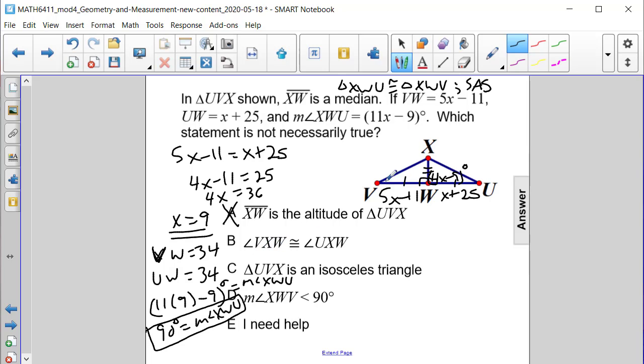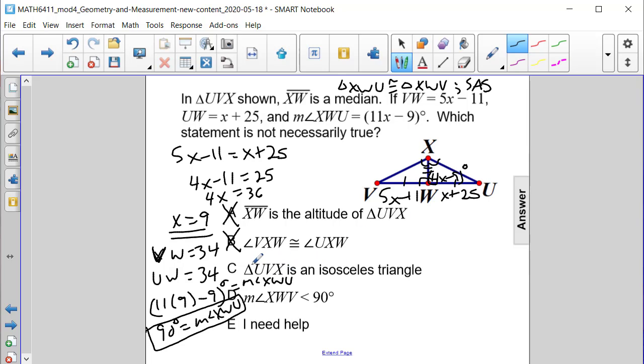Choice B: VXW, this angle, is congruent to UXW. Okay, well, we can say that these two angles are congruent because we have congruent triangles and they are corresponding parts. And because the corresponding parts of congruent triangles are congruent, this is also a true statement.